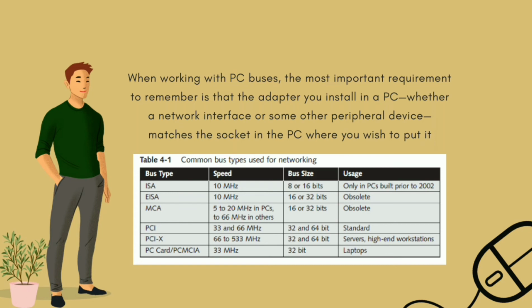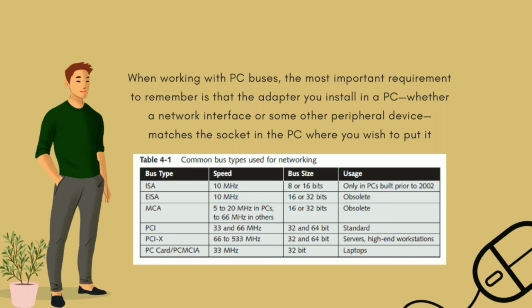Although it's important to understand the characteristics and capabilities of these PC buses, it's not necessary to memorize their chronology or the companies that introduced them. So here at Table 4.1, we show the common bus types used for networking. This table is a quick reference only for several bus types that are used for networking. We can see my previous discussion about ISA, EISA, MCA, PCI, PCI-X, PC card or PCMCIA with their speeds, their bus size and the usage of these bus types.